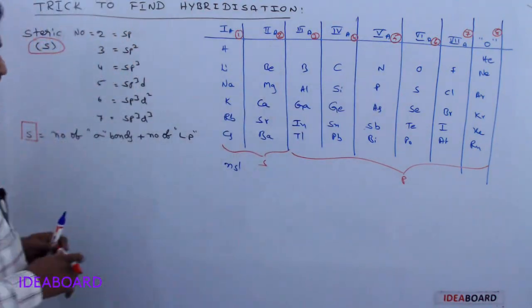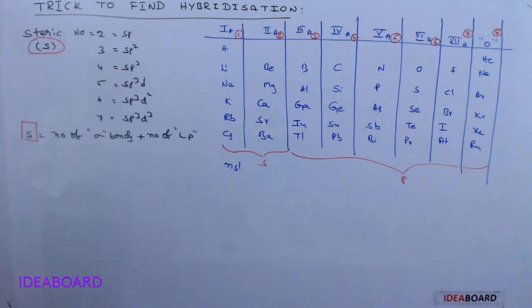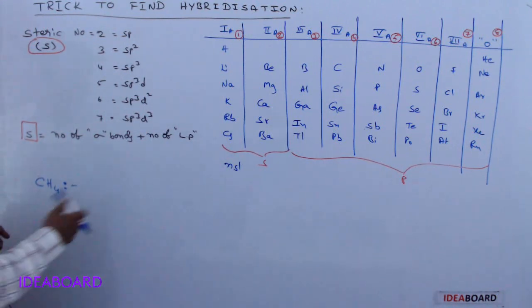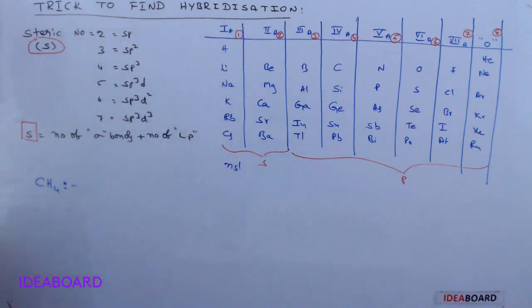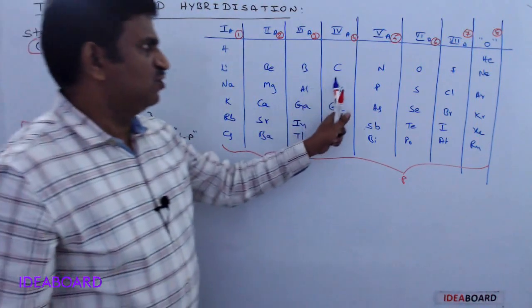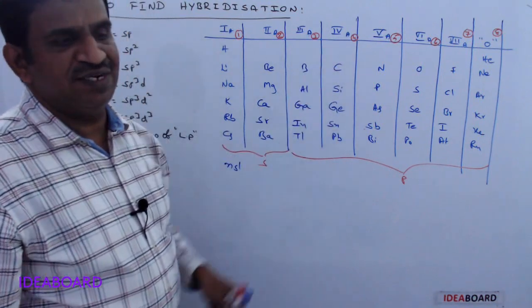So for example, a very common and the best example is the CH4 molecule. What is the steric number, or what is the hybridization of this CH4 molecule? First, to find the hybridization of the CH4 molecule, I need the valence electron number of the central atom. Here the central atom is what? Carbon atom. Carbon belongs to which group? It is a fourth group element.